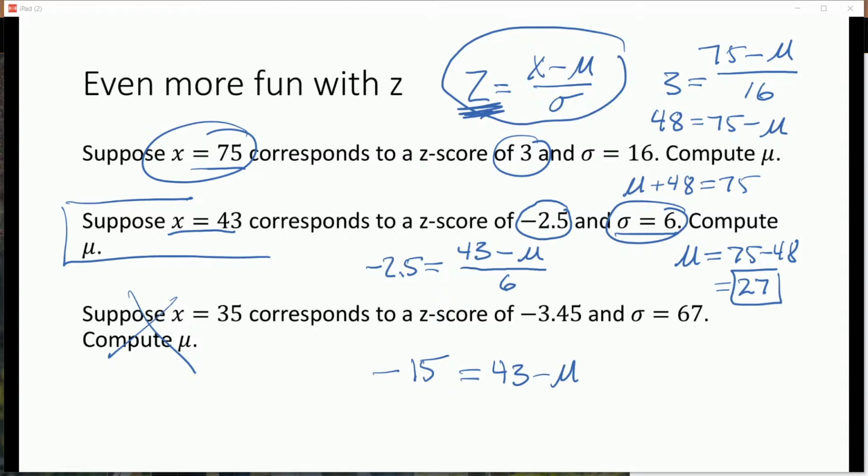Okay, subtract 43. I'll do that. So let's see, subtract 43 from both sides. That leaves this as just negative mu. On the right side, I have negative 58. Almost done. Now, what's the last thing? Take away the negatives. It's the same as multiplying by negative 1. So that means that mu is 58. Nice job. All right, good work.